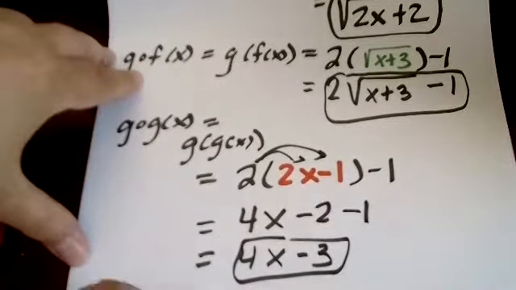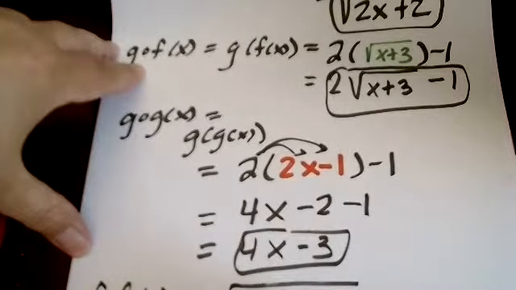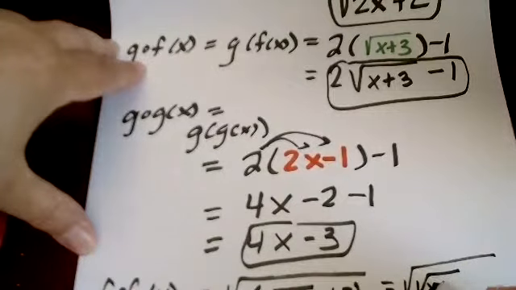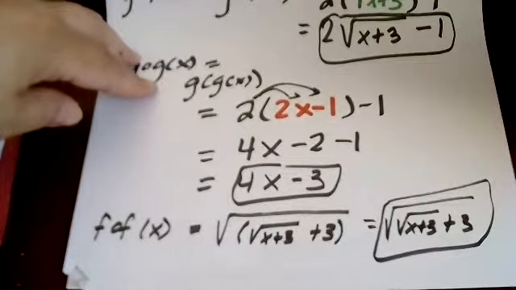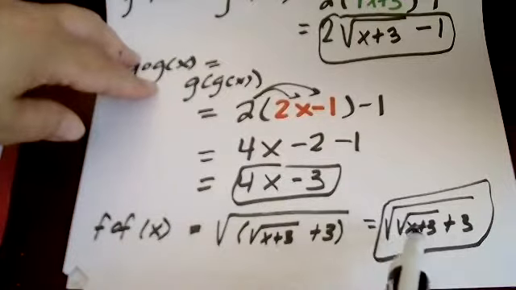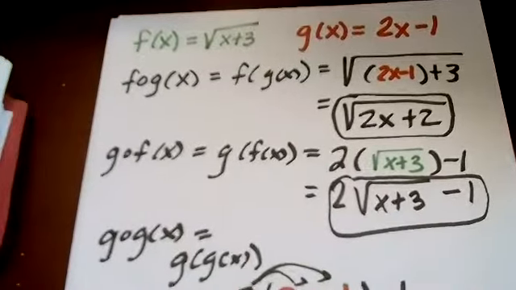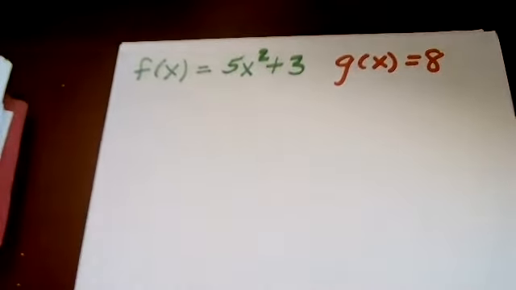Could I do the f with the f? Sure. The square root of x plus 3, plus 3. Looks kind of strange. So I replace the x with the square root of x plus 3. I don't really need the parentheses, so it's the square root of the square root of x plus 3 plus 3. Right? I think I have another one here, which is so simple it's hard.